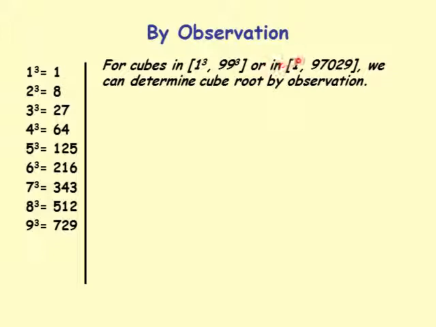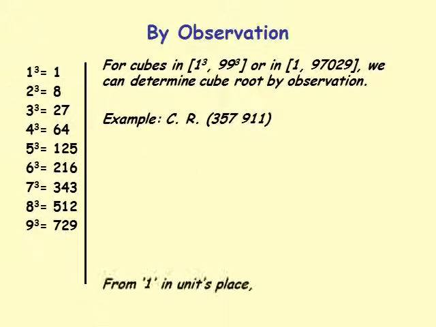First, for cubes in this range, the cube of 1 to the cube of 99, perfect cubes in this range, we can determine the cube root by observation. Let's look at 357,911, six digits. We would find this is a perfect cube, and we would find the cube root using observation. Observations are my table on the left.